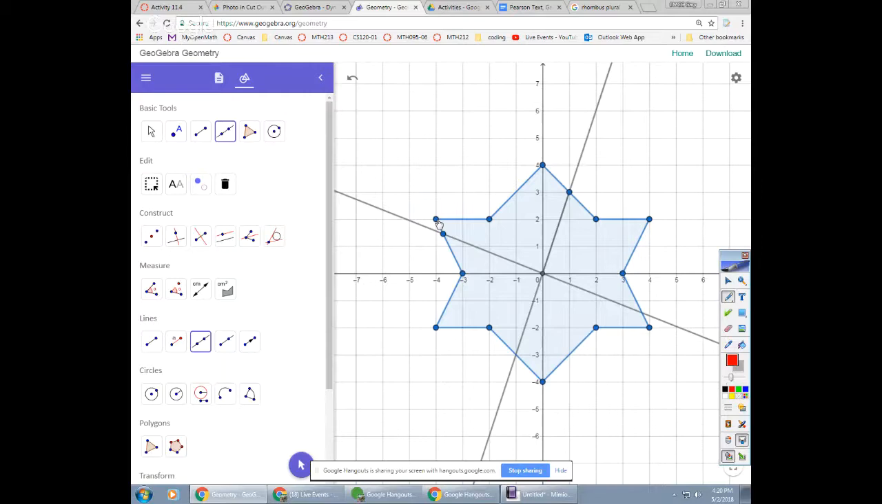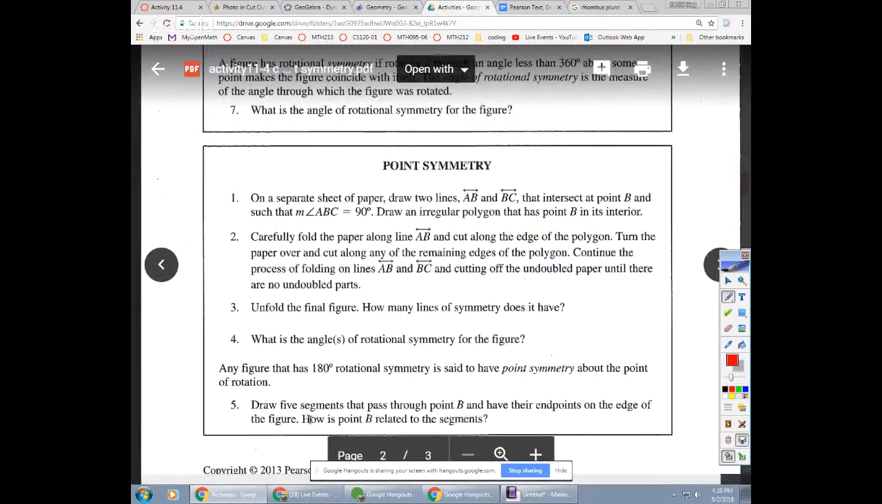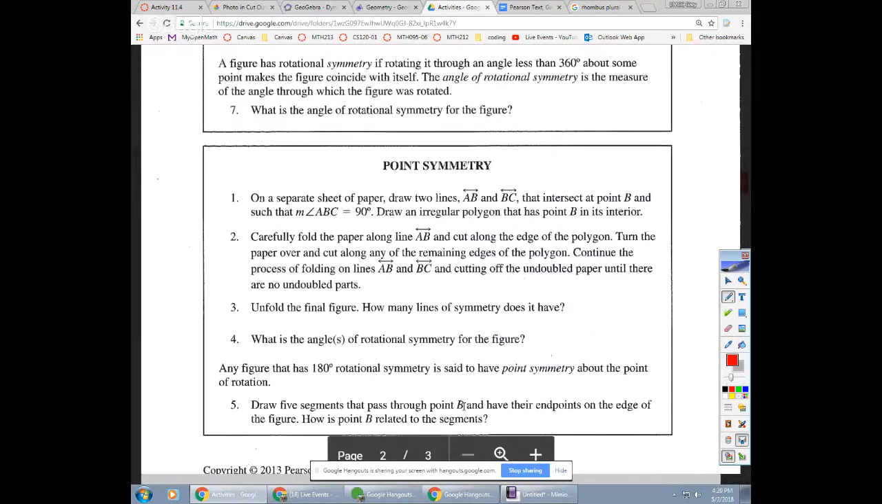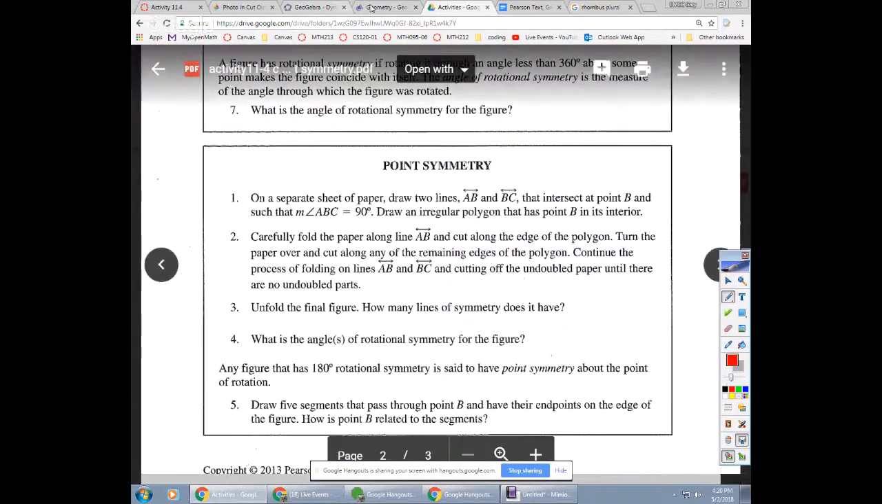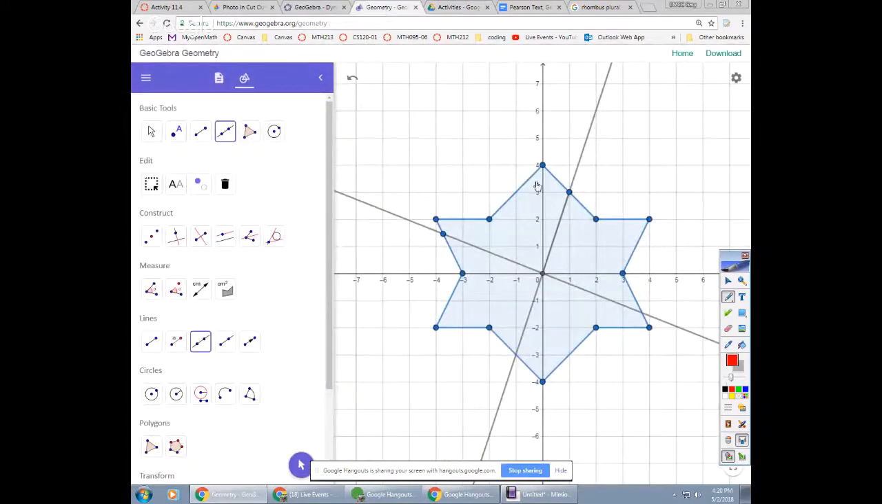Now, the fifth step of this, if you didn't look at it already, you take a look at your activity, says draw 5 segments that pass through point B. Now, I drew 4 segments. So if we look back at my GeoGebra figure, the y-axis is 1, the x-axis is another, and I drew 2 more. So I have 4 right now. And then the thing they ask you is to notice what is true about that middle point B and the endpoints of the segments. Can you make any observations about that?